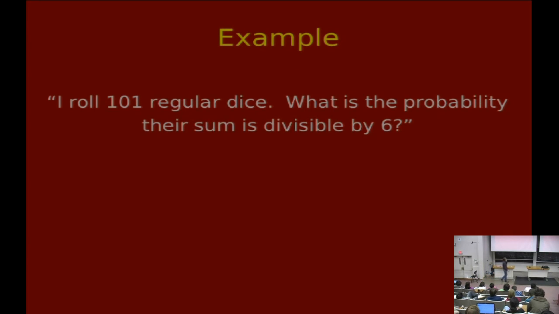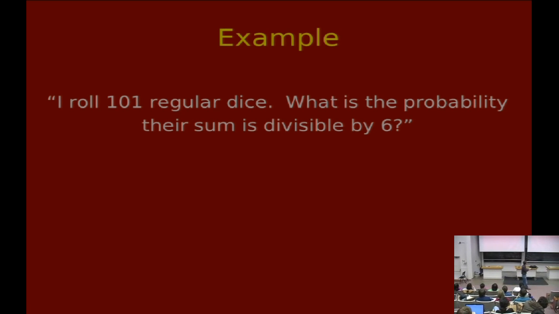OK, so here's a nice example problem. Again, maybe you've seen something like this before. Suppose I roll 101 normal 6-sided dice. What's the probability that their sum is divisible by 6? Well, now we're going to start to solve problems. If you were a naive person, you would start to draw the probability tree, but it would have 6 to the power of 101 leaves in it, so you would never finish. So we have to be a bit smarter about what we're going to do.